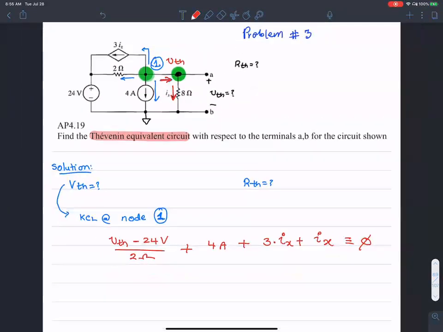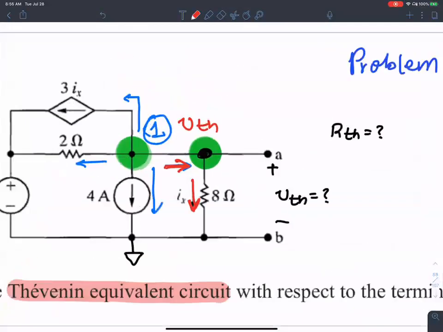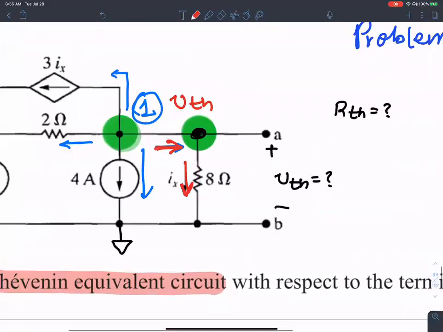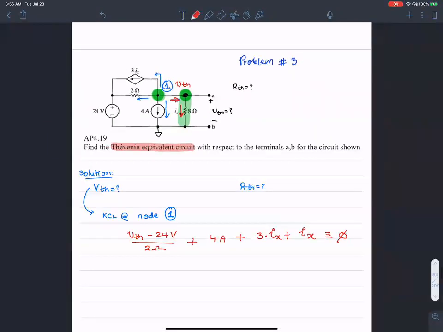Okay, that's one expression. But from the same circuit, from the same figure, I can notice that the current going here, Ix, is actually V Thevenin over 8 ohms. So Ix, the current going in the 8 ohm resistance, is V Thevenin, the voltage across these two terminals, over the resistance, 8 ohms.